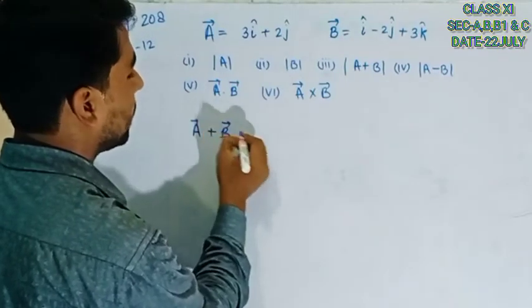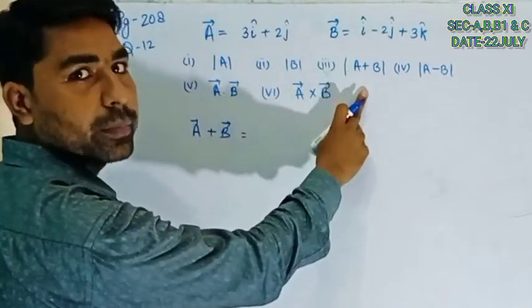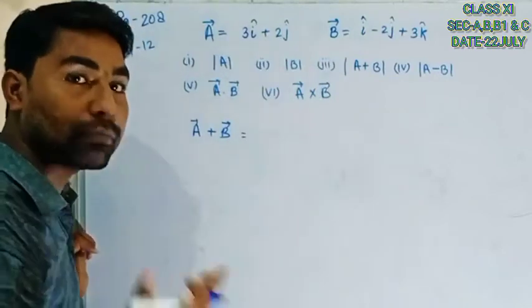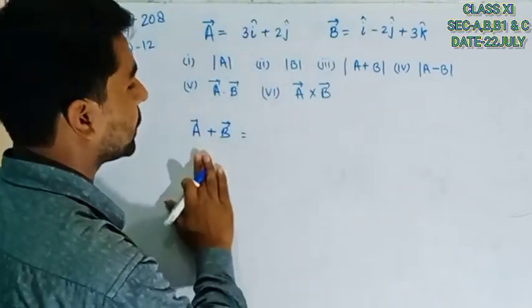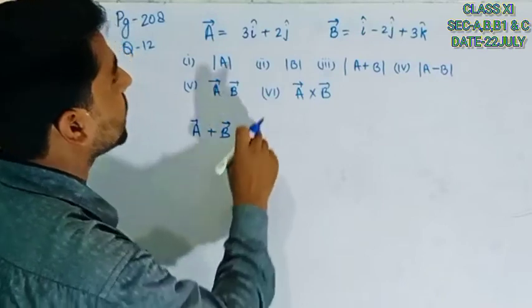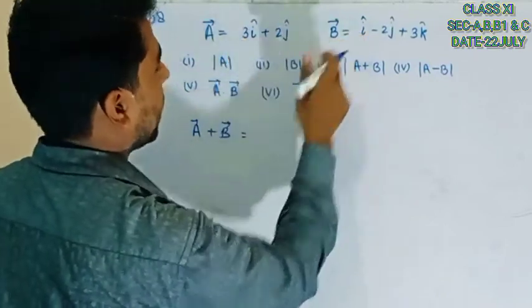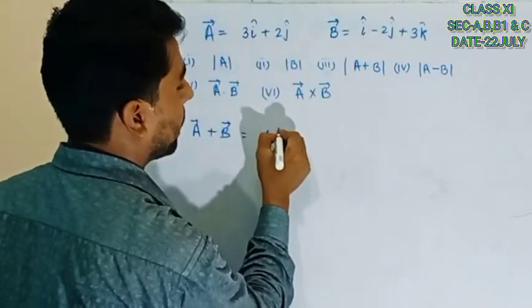Vector A plus vector B. Here this is not a vector, because it is converted into magnitude. That we have to do. First I am converting into the addition of A plus B. So on adding A plus B, 3i and i becomes 4i cap.